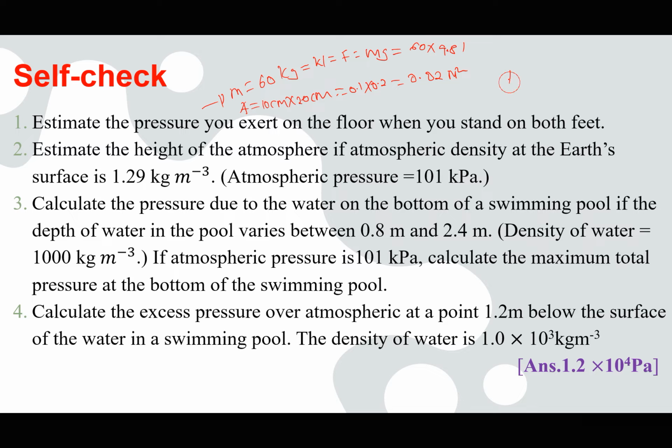So I can now estimate the pressure I exert. Pressure is going to be force over area, and therefore the force is 60 times 9.81 divided by 0.02, which is approximately 29430. Because this is an estimate, you can give it to one significant figure. So I can say approximately 30000.